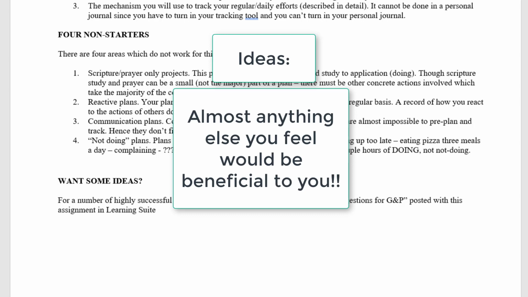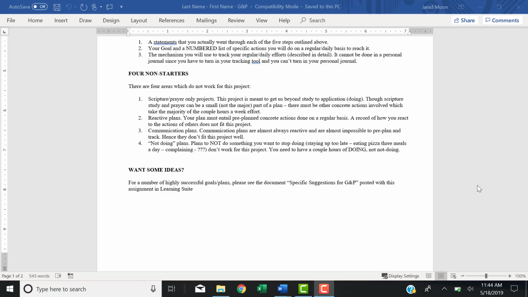simpler the better. Also, don't feel the need to go more than 2 hours a week. We don't want you failing your other classes because you're spending too much time on this project. All right, that's it.